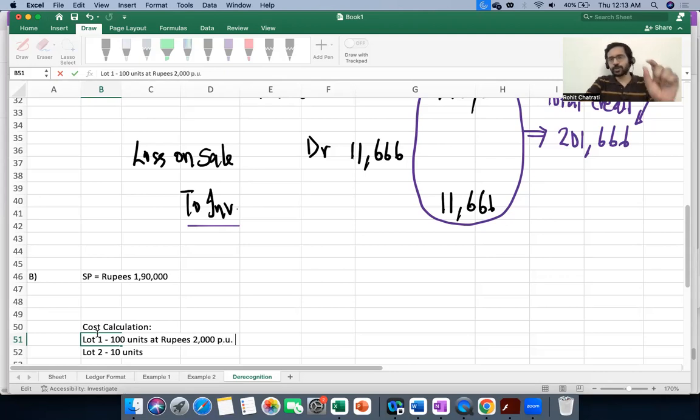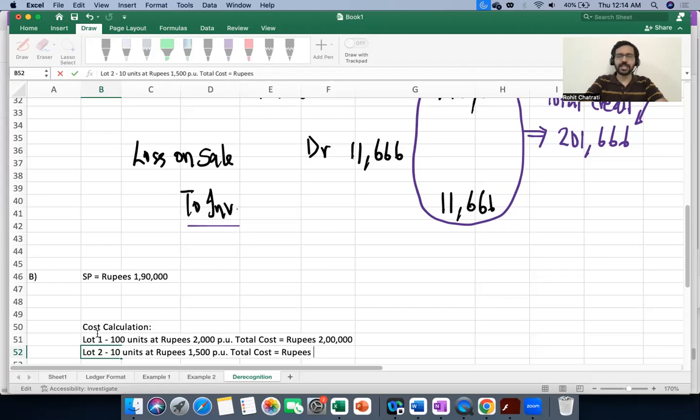The average cost per unit within lot 1 was 2,000. Therefore, total cost is equal to rupees 2 lakhs. In lot 2, 10 units, we purchased at rupees 1,500 per unit. The lot 2 average cost per unit was 1,500, and the total cost for 10 units turns out to be rupees 15,000.